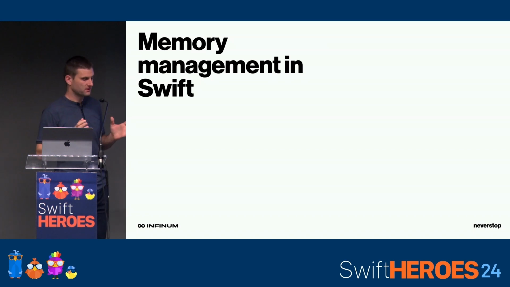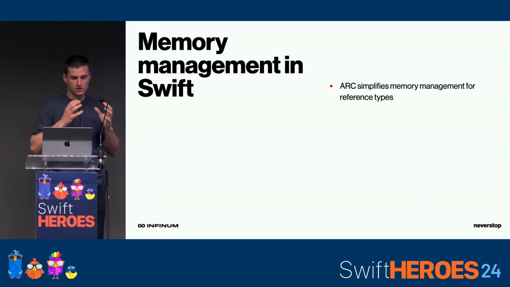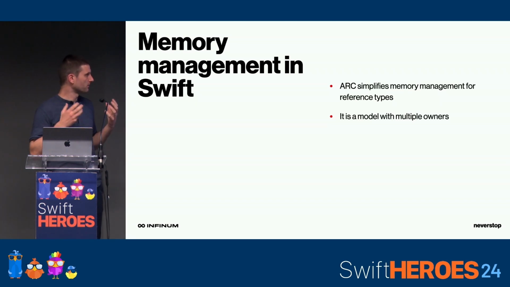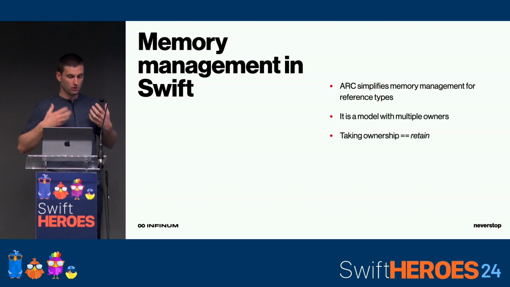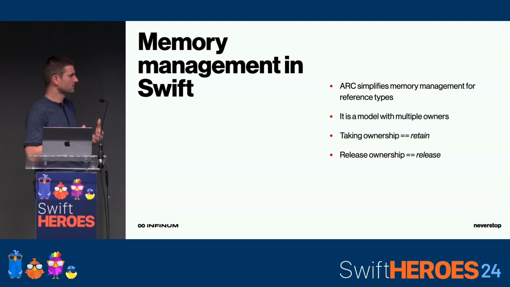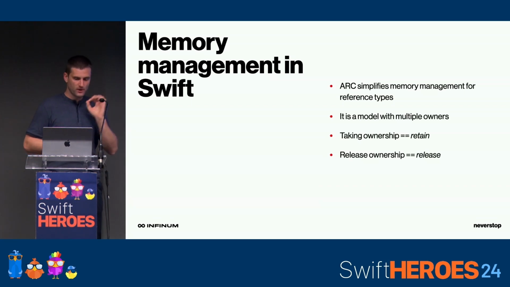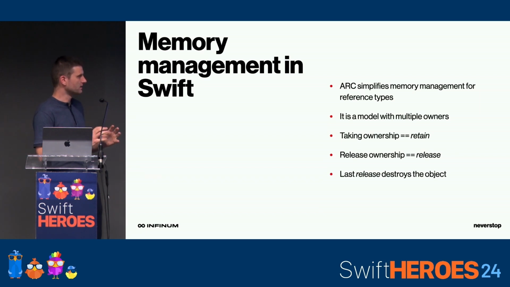Now, memory management in Swift works quite differently. We are freed from this tactical question of who should free memory, because we have ARC, which simplifies memory management for reference types. And the programmer is to a great extent freed from thinking about memory management. But ARC itself is some kind of ownership model. It is a model where you have multiple owners. And taking ownership in ARC means retaining an object, and releasing ownership means releasing an object. And there is one additional rule in ARC that says that the last release destroys the object. And this is what ARC does for us.